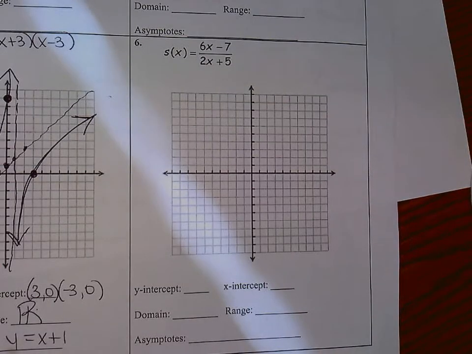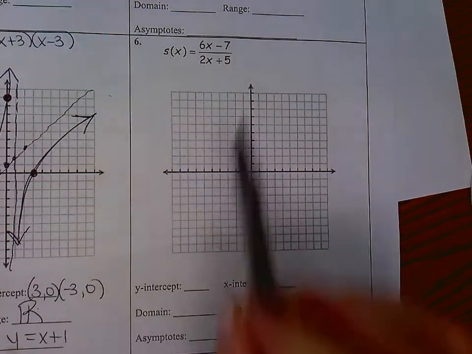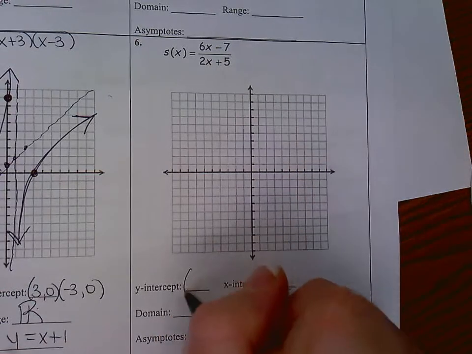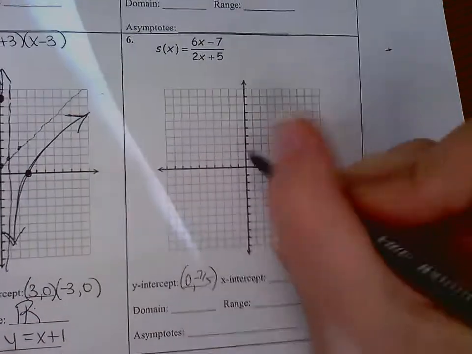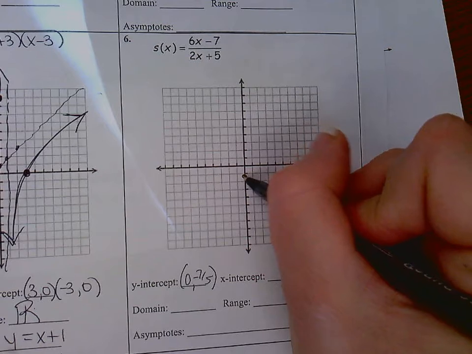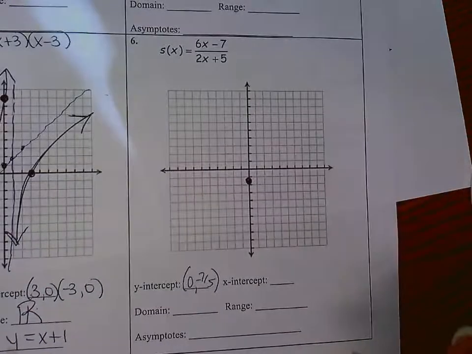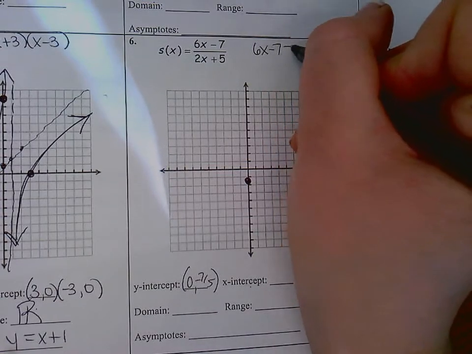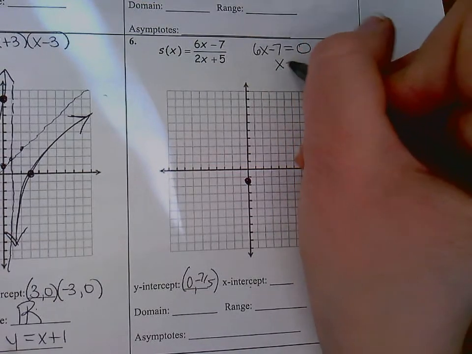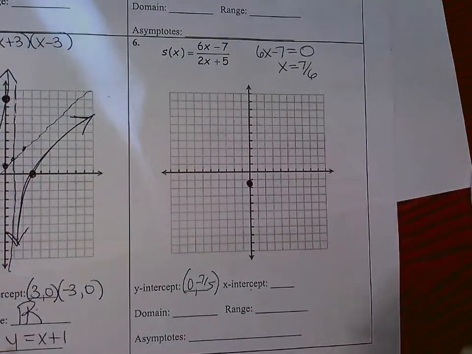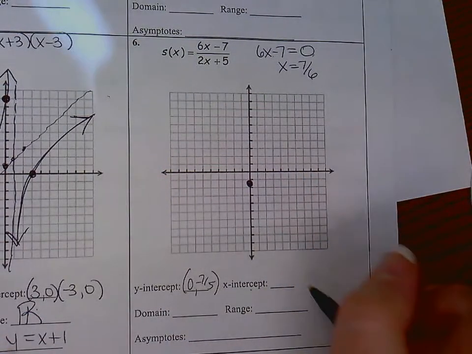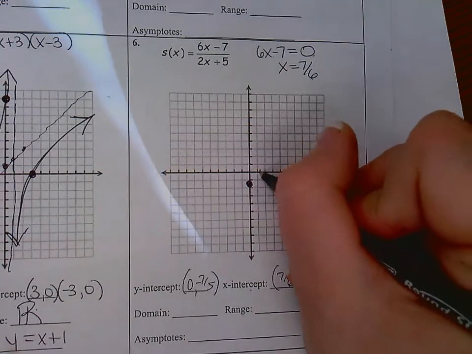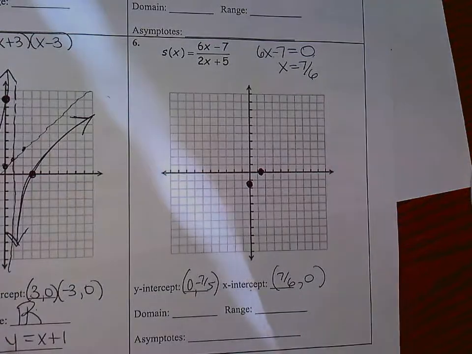What is my y-intercept? Plug in 0 for these and you'll get negative 7/5. 0, negative 7/5. It's just a little bit more than negative 1. So I'm going to put it between negative 1 and negative 2. My x-intercept, what will make the numerator equal 0? X would have to be 7. I'd add 7 to the other side and divide by 6. 7/6, comma, 0. That's just a little bit more than 1 for my x-intercept.